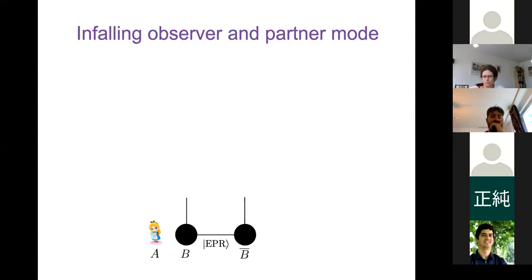Then here, I want to study the response of the black hole to this inclusion of the infalling observer. It is, of course, possible to study this physics for each possible initial state of Alice. Well, Alice can be any quantum state, so we could do that.